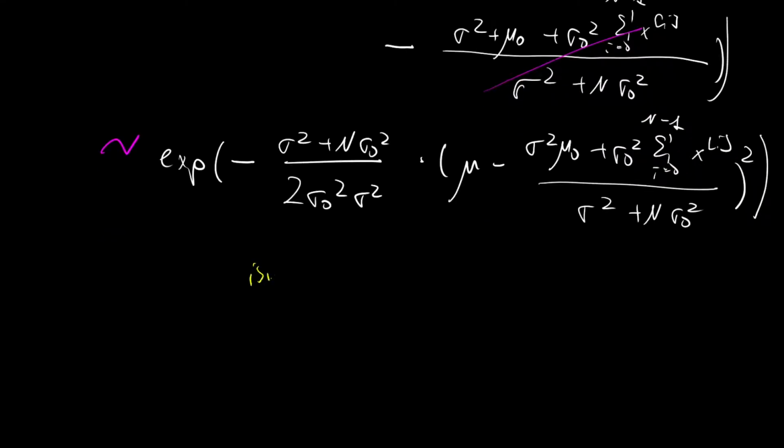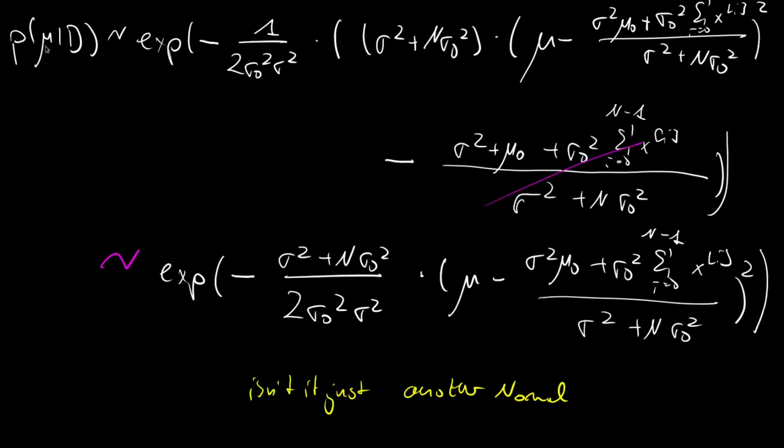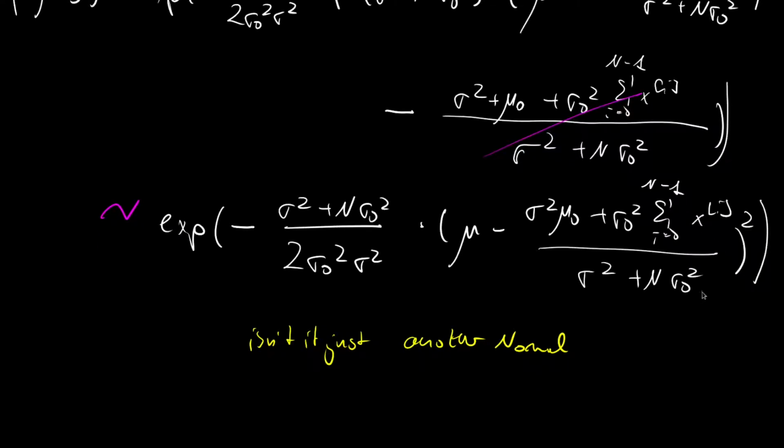And here you could say, isn't it just another normal? And that's true. Because it has the same form, it has the exponential of a minus, then something in front, times mu, which is the random variable we are taking the probability density function over, minus the mean in brackets squared. So this will be the mean of the posterior normal, and here we will find the standard deviation or variance of our posterior normal. So here we have a mu n, and by n I indicate the parameters of the posterior.